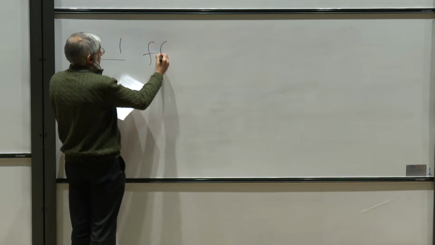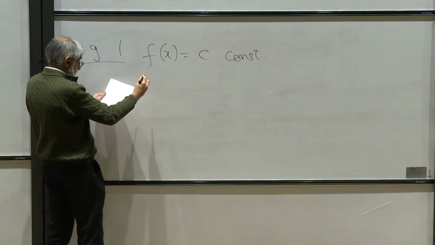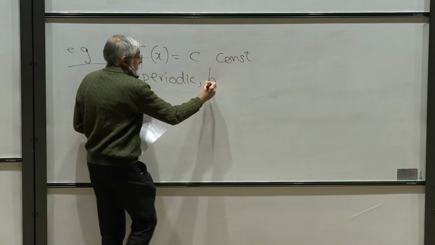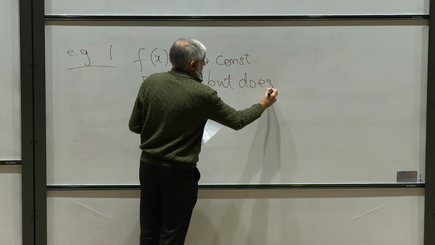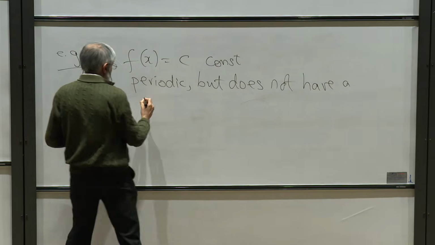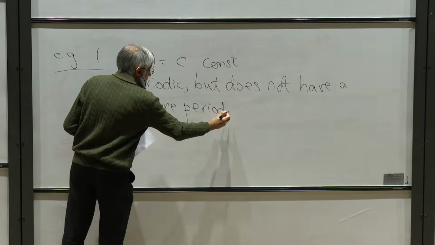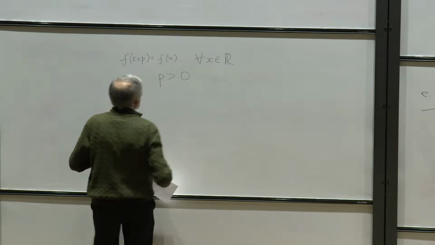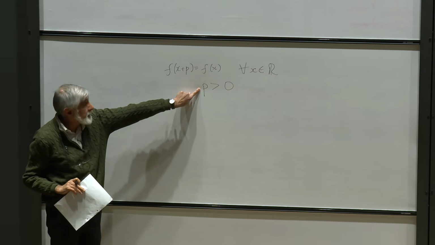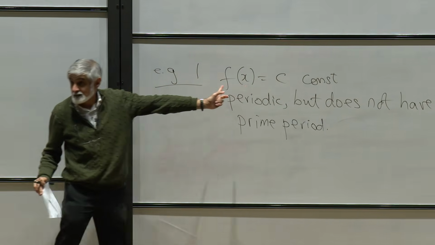So f of x equals c, a constant. Well, that's periodic, but does not have a prime period. Remember, the prime period exists if there is a smallest such p so that this holds. And here you see it'll hold for any p. Okay?